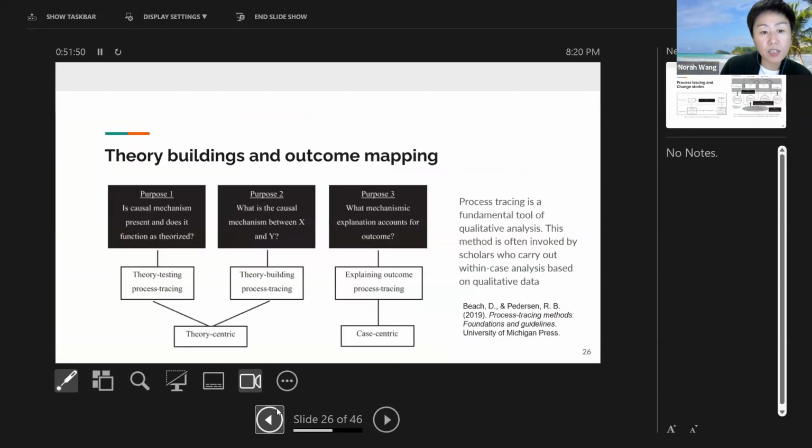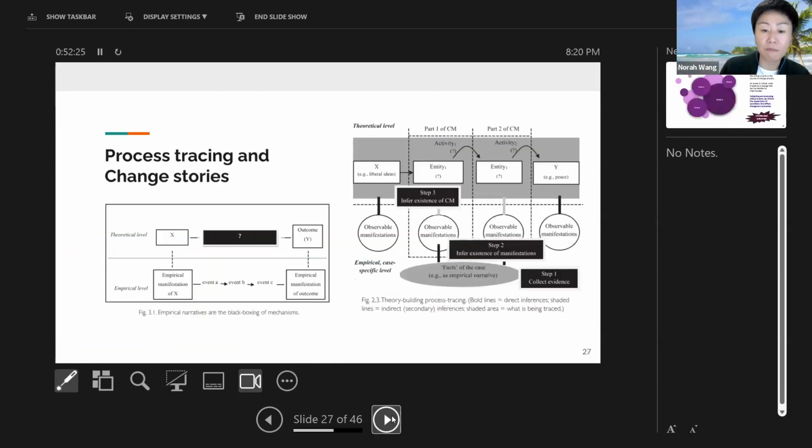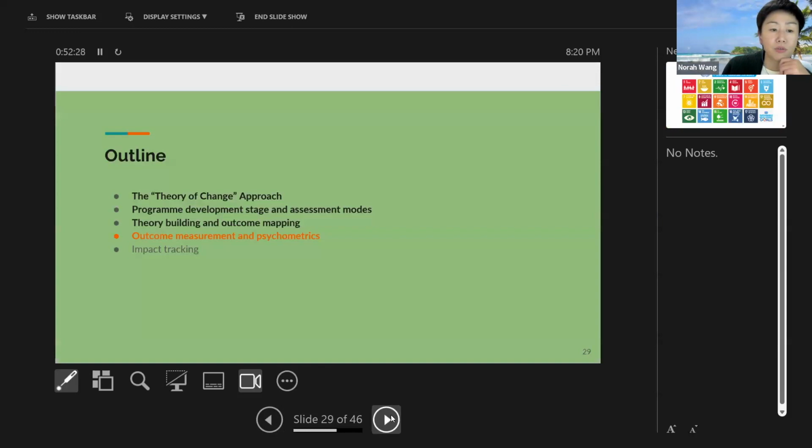To sum up, in this part we talked about how we can use events, how we can use change stories, how we can map out the change stories along the time dimension, and how we can analyze those change stories with grounded theory, so we can identify the effective design features across those program activities and understand the theory of change, basically what makes those activities work and what outcomes come out of them. Okay, let's move on to the fourth part. The fourth part is outcome measurement and psychometrics.